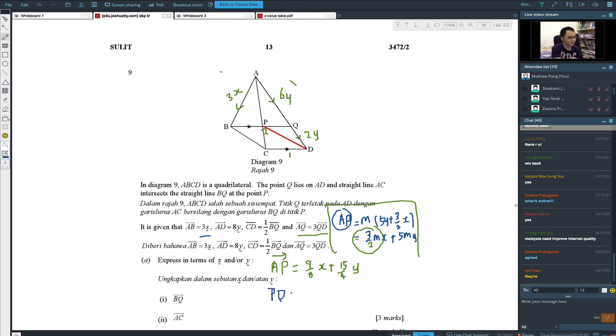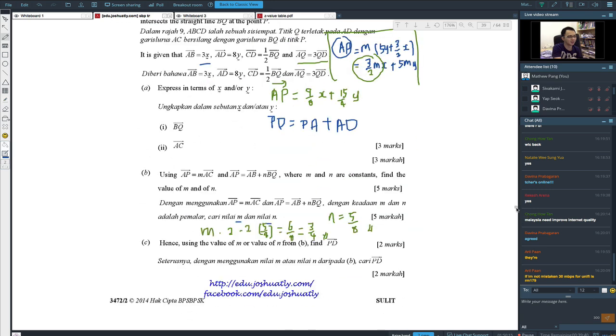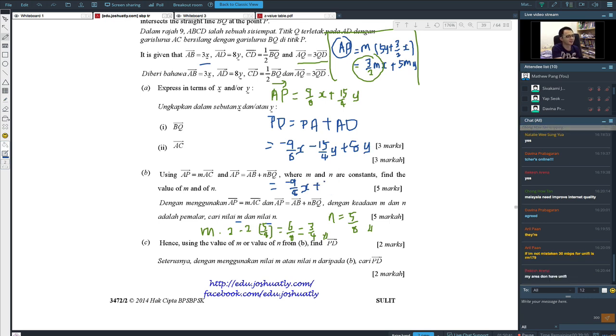That's all. Because just a 2-mark question is very easy. So yeah, my PA is negative 9 over 8 x plus, is minus, sorry, negative 15 over 4 y plus AD. AD is 8y. So you solve it and then your final answer will be negative 9 over 8 x plus 17 over 4 y. Okay, so yeah, this is my final answer.